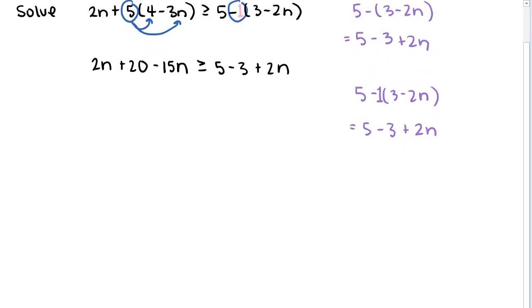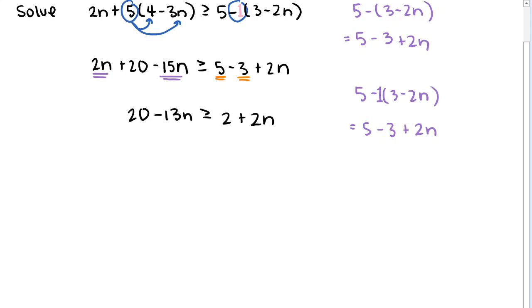And so we can further simplify these two expressions by combining the like terms. We've got 2n and minus 15n. And we've also got 5 and minus 3. These are like terms as well. So this comes out to be 20, and then 2n minus 15n, well, that's minus 13n. It's greater than or equal to 2 plus 2n.